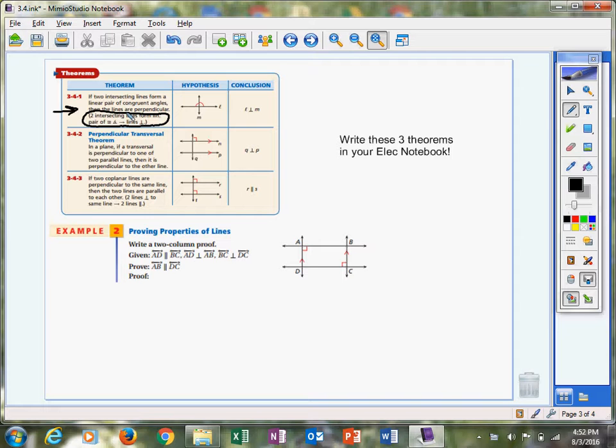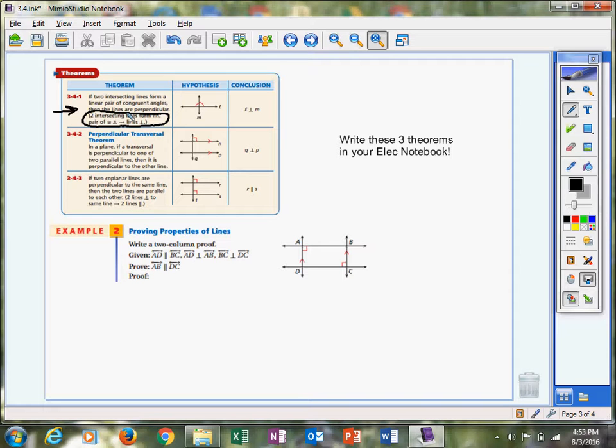If 2 intersecting lines form a linear pair, we know what a linear pair is. If they form a linear pair of congruent angles, then the lines are perpendicular. The only way you can have a linear pair, that is 2 angles that add up to 180 degrees that are congruent, is if both angles are 90 degrees. That is the only way. So that means that line L has to be perpendicular to line M.